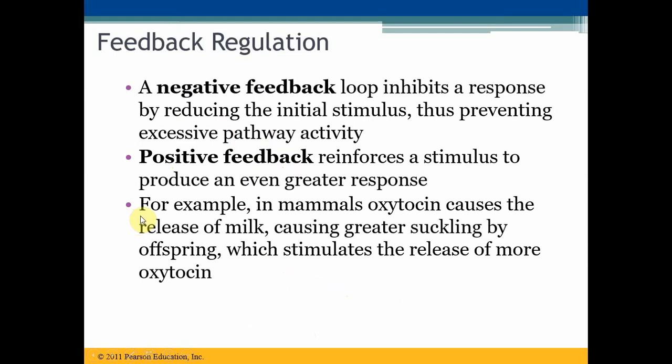A negative feedback loop inhibits a response by reducing the initial stimulus, thus preventing excessive pathway activity. If you have the hormone and the target cells and it causes its effect, then you have to stop that, and the levels of these hormones cause the stimulus to stop, so the endocrine gland does not secrete more hormone. This is negative feedback. Positive feedback is a response to a stimulus that produces a greater response, as with the suckling effect, which causes oxytocin to be released from the posterior pituitary to act on the breast, so the milk is ejected. This happens in both animals as well as in humans.